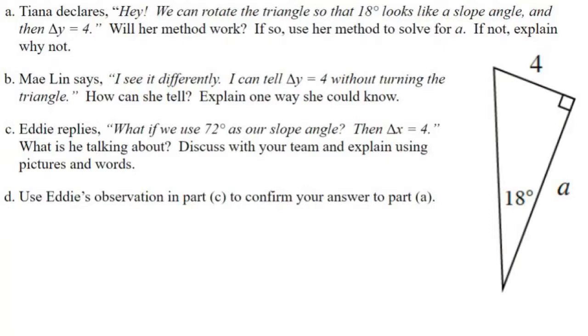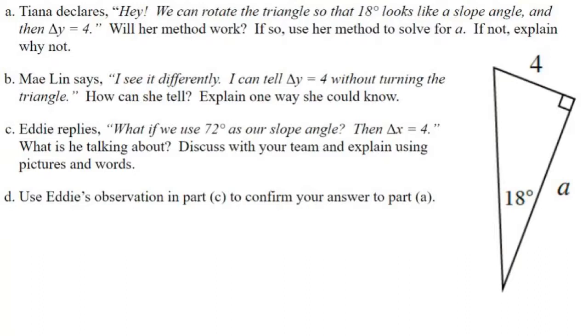Well, then Eddie replies, what if we use 72 degrees as our slope angle? Then 4 is our change in x. What is he talking about? Well, we can flip the triangle entirely around so that 72 degrees, that third angle up there, is our slope angle. We haven't solved for it yet, but if you use the triangle angle sum theorem, you should find that that third angle is in fact 72 degrees.